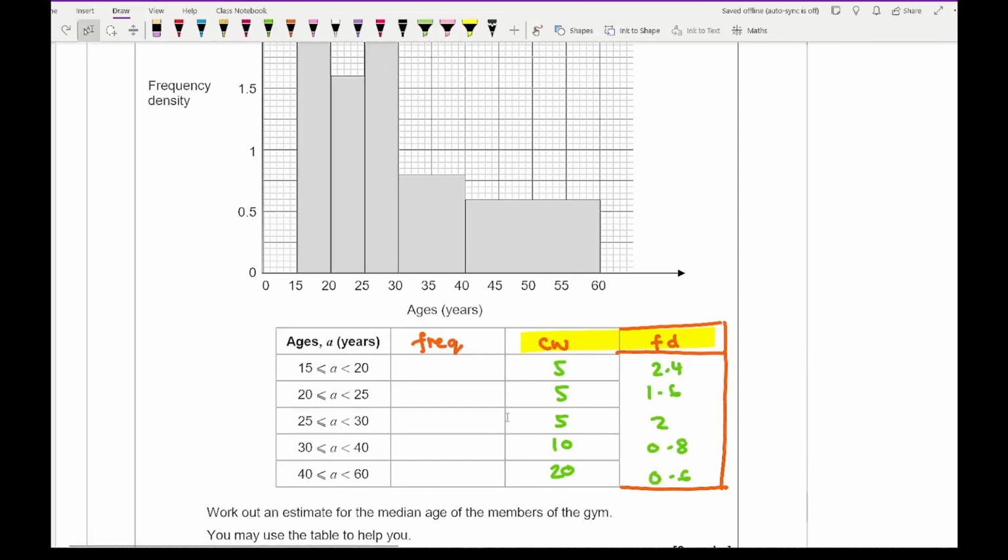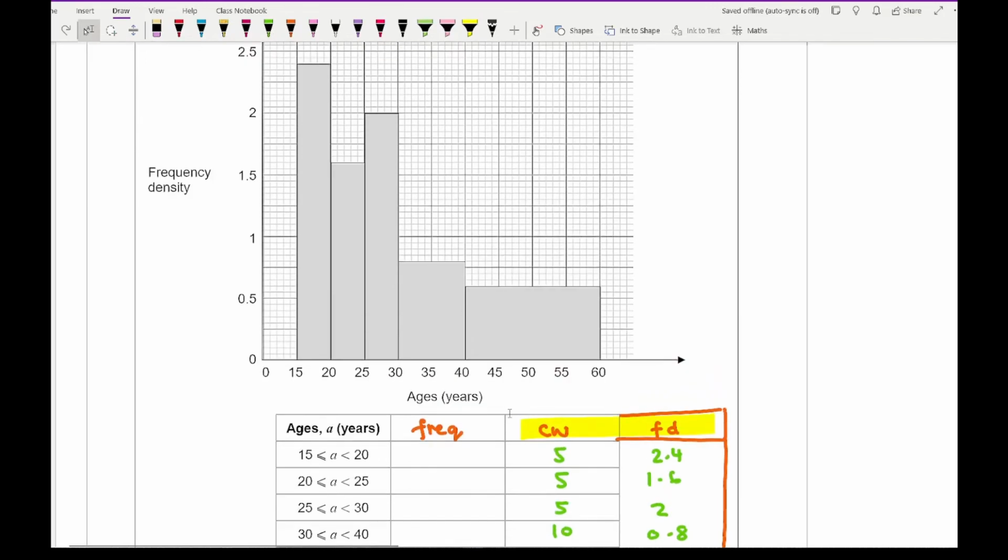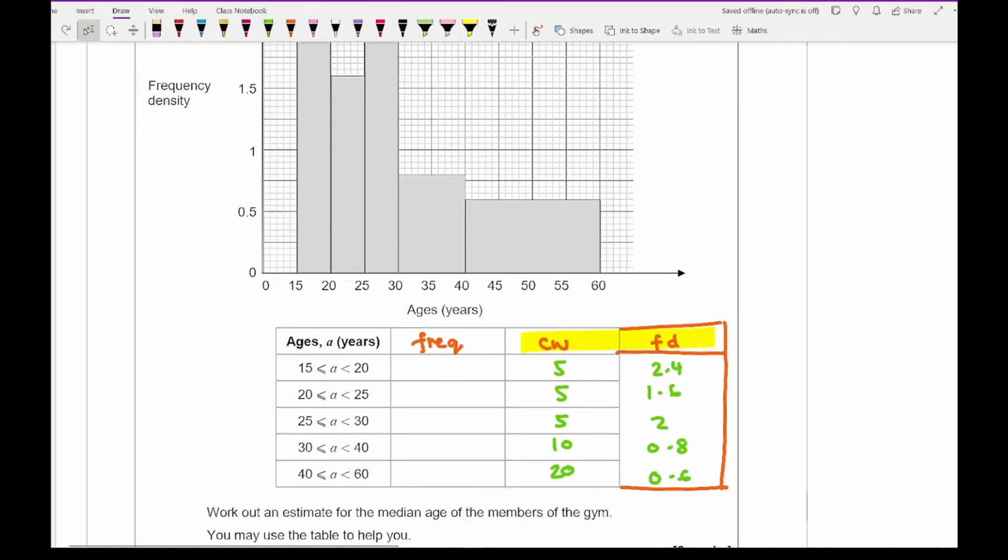And again, how I've got those values is just looking at the height of each of those bars and using the scale. Then to work out the frequency, well, the frequency is equal to the class width times the frequency density, or basically it's the area of the bar. So you can either work it out separately.